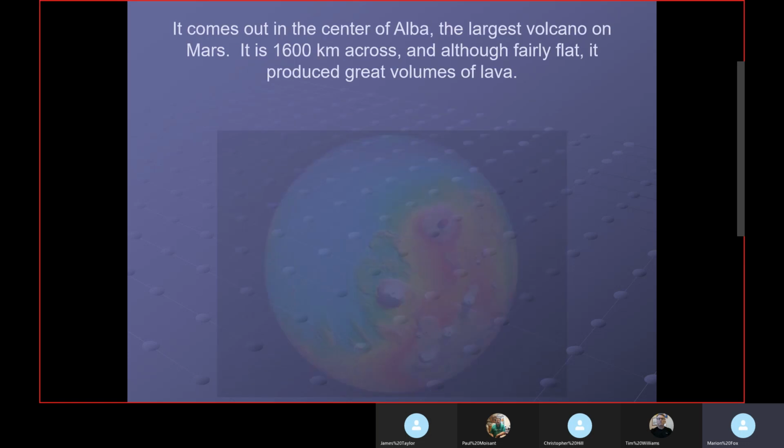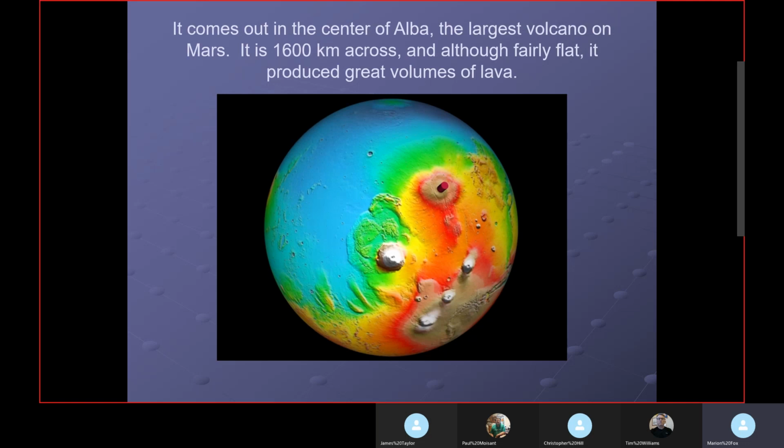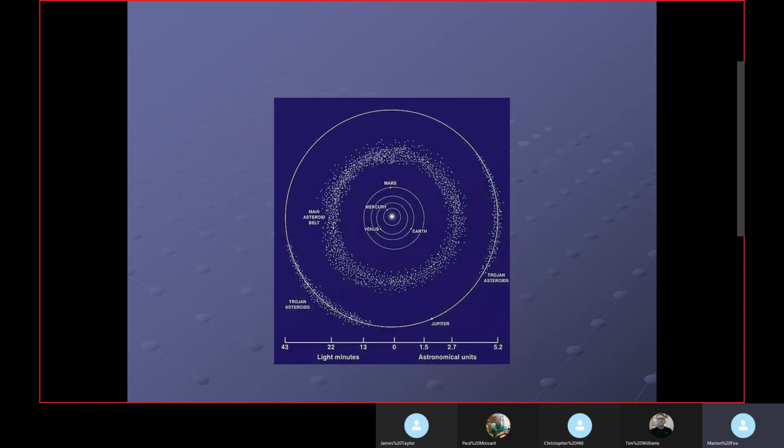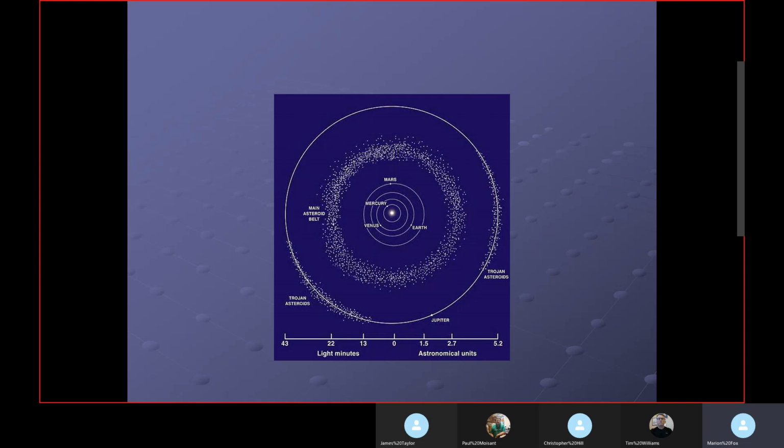It comes out the center of Alba, the largest volcano on Mars. It created a volcano. And so this is understood. There's good physics behind it. The physics is definitely good, and there's no reason to question the physics, I don't believe. So this created a lot of lava on Mars. This is what they think occurred. I think they're probably correct.